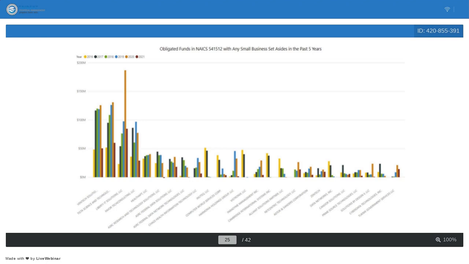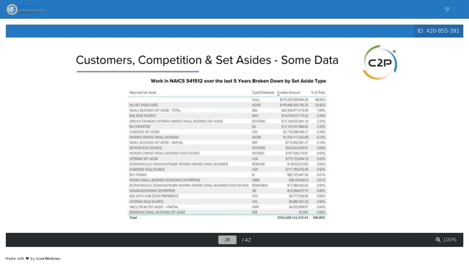I love going down to the product service code level when it's available to see in more detail exactly what areas people are looking at. And we will use product service codes a little in an upcoming slide. All right, so customers, competition, and set-asides, some data.